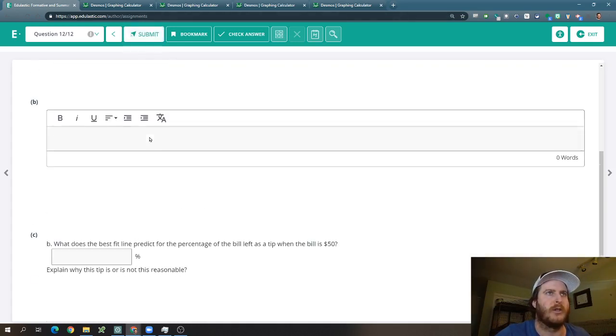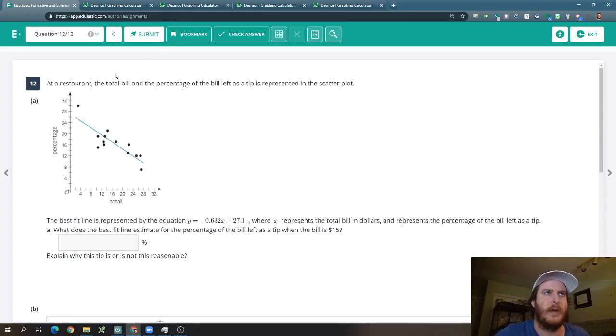Right, and then finally question 12. At a restaurant, the total bill and the percentage of the bill left as a tip is represented in the scatter plot. Then they give us the equation y equals negative 0.632x plus 27.1, where x is the bill and y is the percentage as a tip. What does the best fit line estimate for the percentage of the bill as a tip if the bill is $15? So dollars, that's our x. We're going to just plug in 15 in for our x.